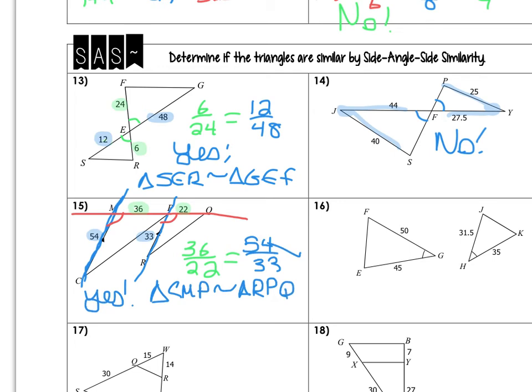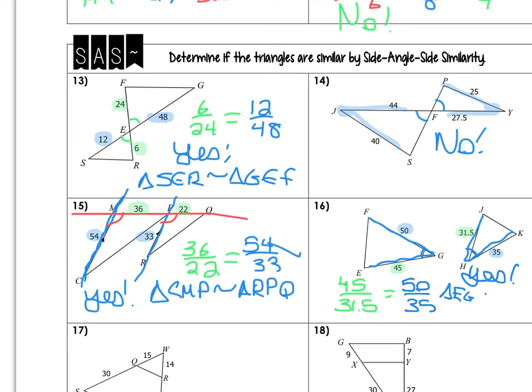All right, moving along. Here, the angle is contained between the two sides. So let's check out our proportions and make sure the proportions work. So I'm going to do the smallest, 45 and 31.5. So 45 over 31.5 is equal to the next one, which is 50 and 35. 50 over 35. When you plug this in your calculator, it works. And then we do our similarity statement. Triangle EGF is similar to triangle JHK.